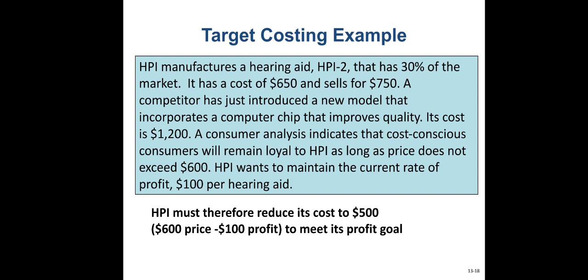So HPI must reduce the cost to $500: 600 price minus 100 profit to meet its profit goal. So see here, now the HPI product sells for 750, but the company knew, according to the research or survey that they have done, that customers will stay loyal to that product if the price is 600 or below.